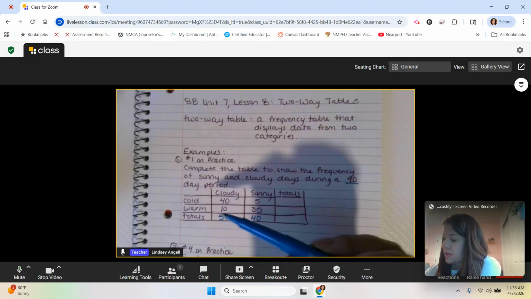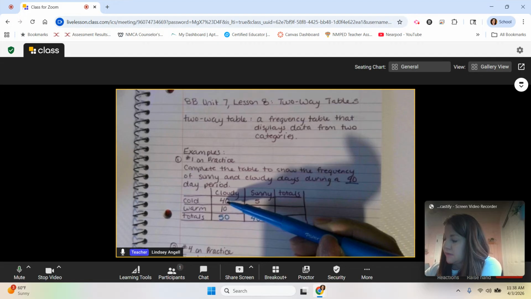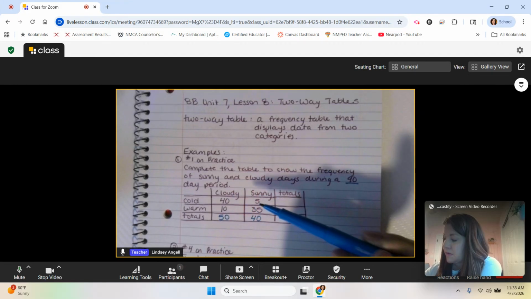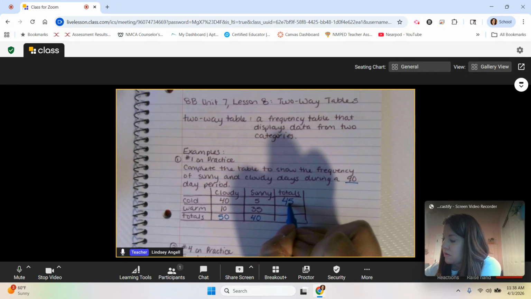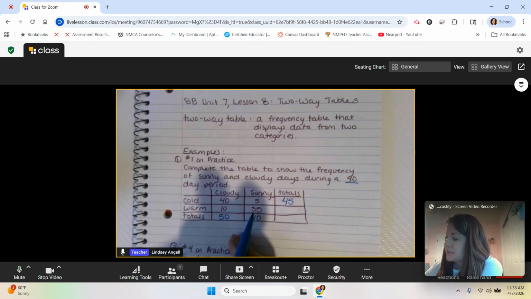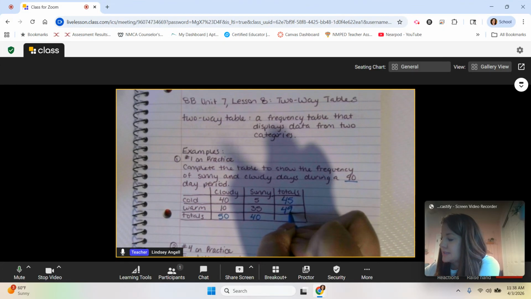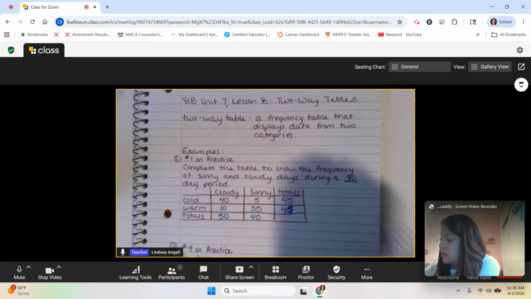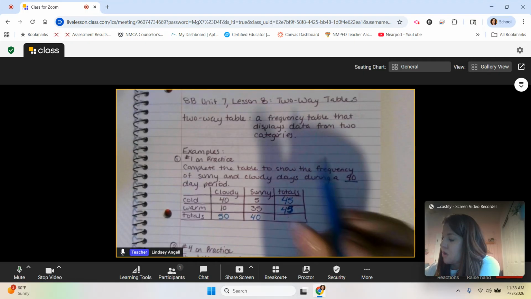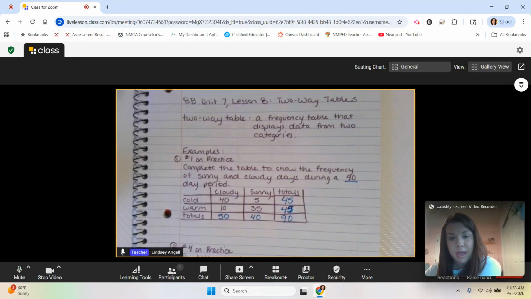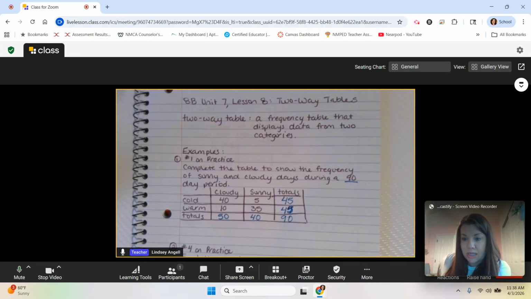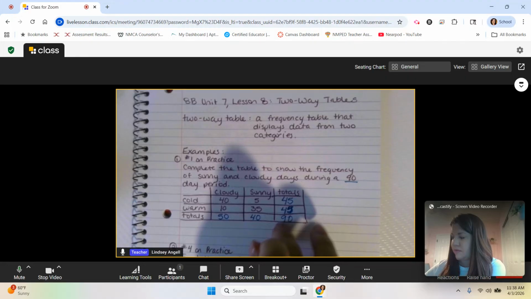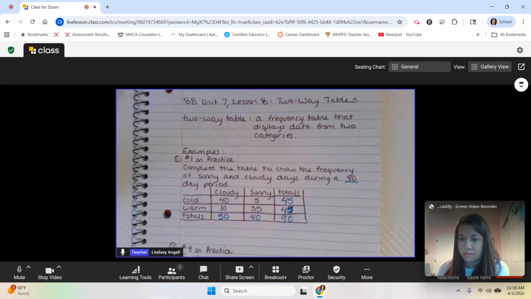So let's look at the other way, though. How many of those days were cold? Well, let's see. From the cloudy days, there were 40. Sunny days were 5. Together, 45. Warm days, 10 plus 35, also 45. And that's good, too, because 45 plus 45 also equals 90. Okay? And that's it. So those are each of the answers for the problems on number 1, which gives each of these different boxes a number to fill in. So just make sure that you fill them in that order.